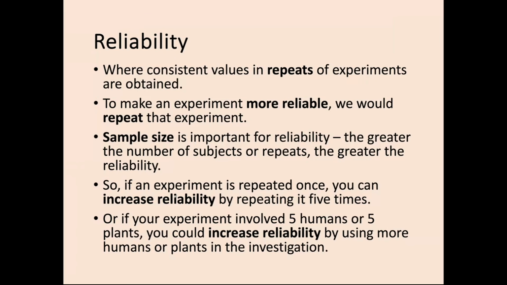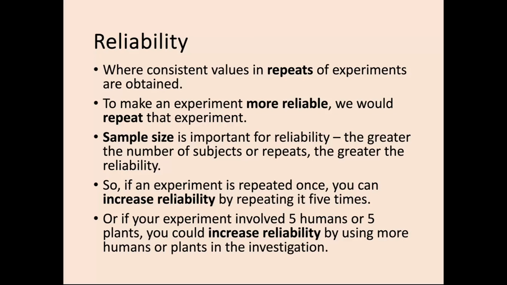Now, lastly, we're going to talk about reliability. Where consistent values and repeats of experiments are obtained, we would say that we have a set of reliable results. So if the result of the experiment is 5 the first time you do it, it's 5 the second time you do it, it's 5 the third time you do it, we would be able to comfortably say those results are reliable. However, if the results were 1, then 10, then 2, then 9, we would probably say those results are not particularly reliable.